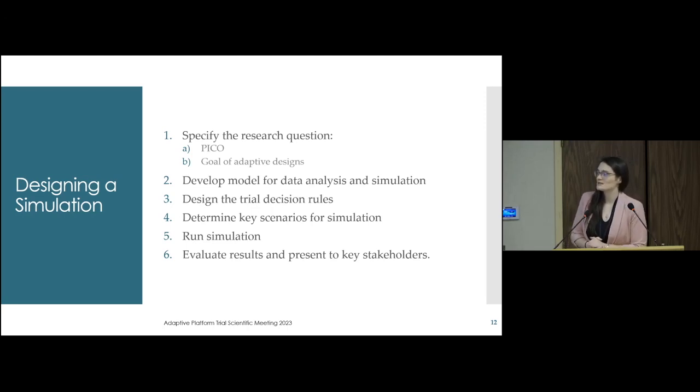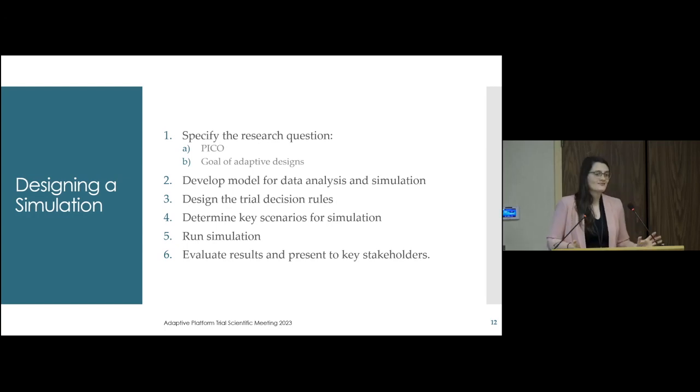And then we need to determine the key scenarios for simulation. So, are we going to detect a treatment effect of an absolute risk reduction of 0.1, or do we want to detect an absolute risk reduction of 0.5? Those are key scenarios that we need, and they will have an impact on the power of the trial. So that's really what we want to think about. What are the clinically relevant scenarios for the treatment effect that you're expecting to see in the trial?